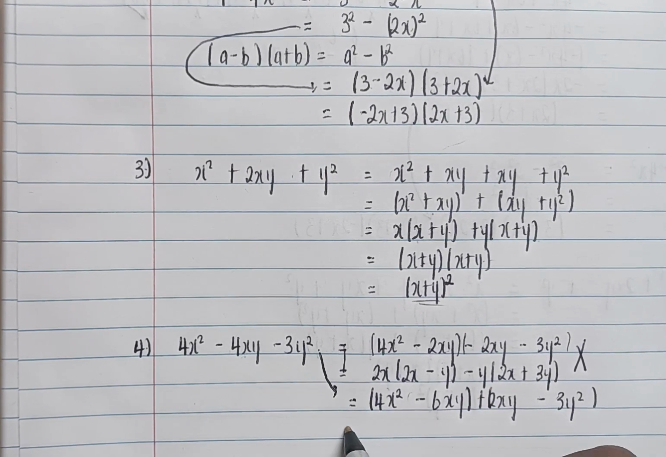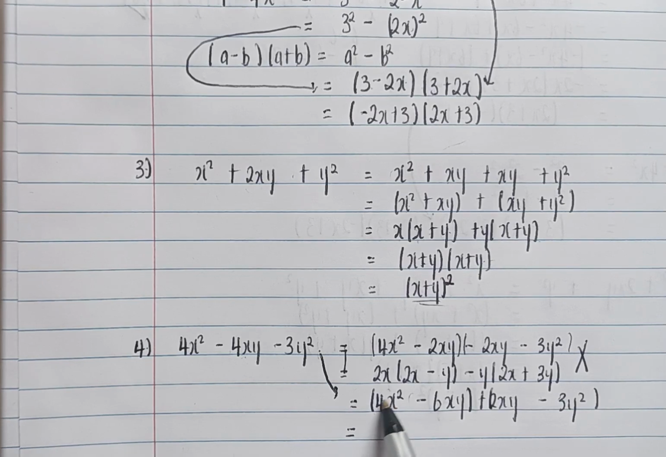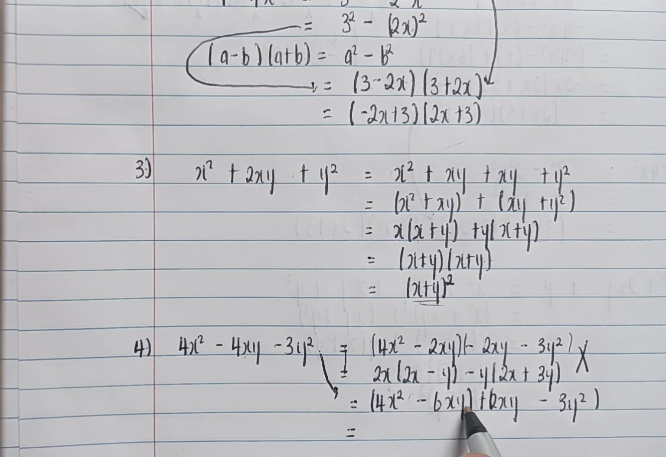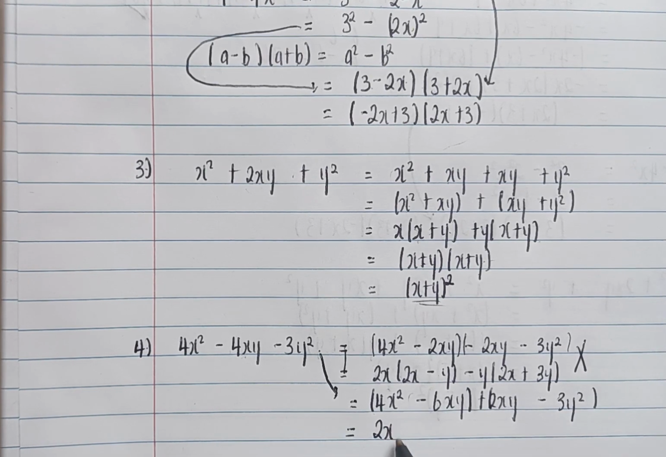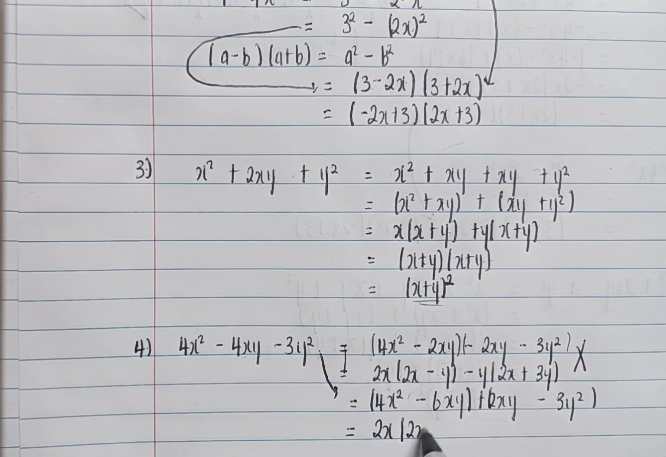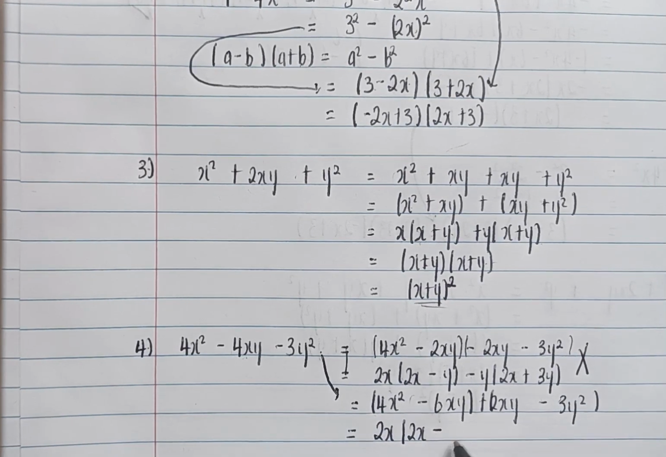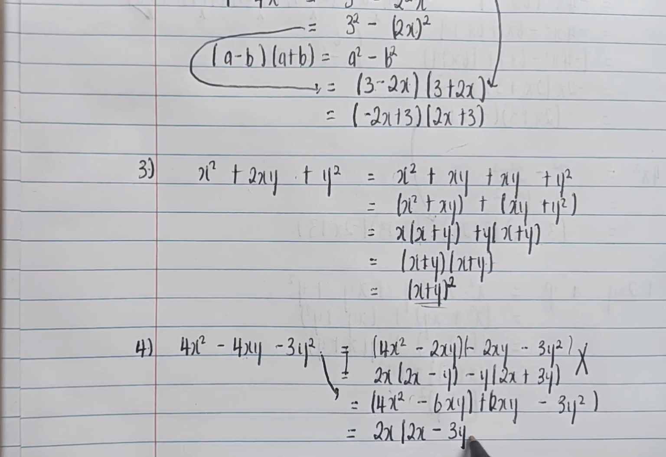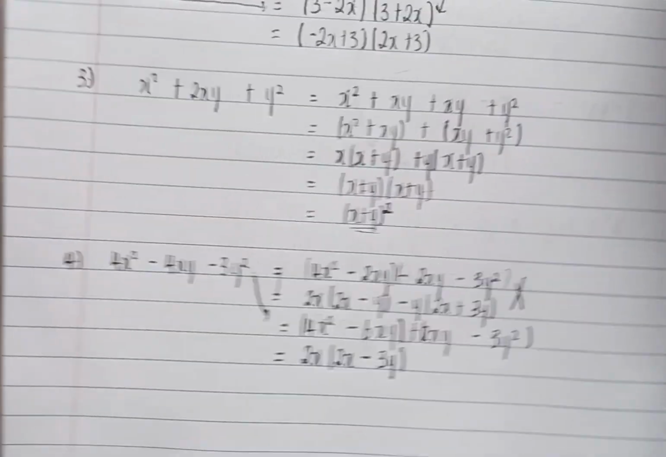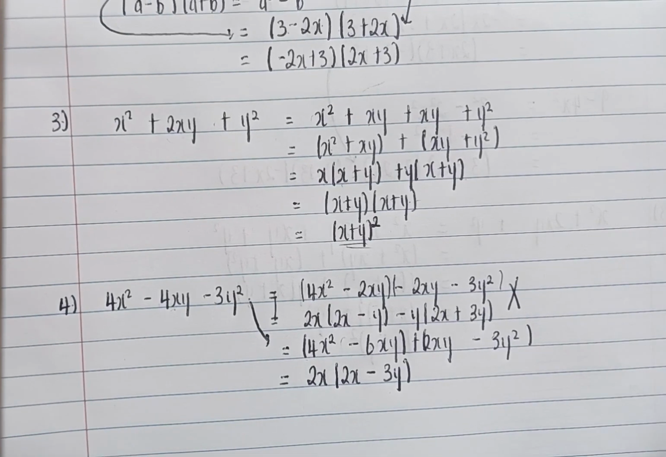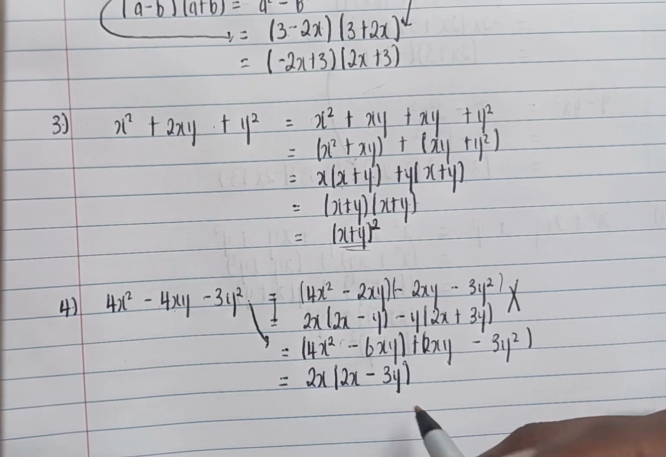And I factorize. I take the common expression out of the bracket. So here the common expression in these two expressions is 2x. So I take 2x out. I'm left with 2x minus, here I have 3 and I have y. That's it. And I do the same for the second expression.